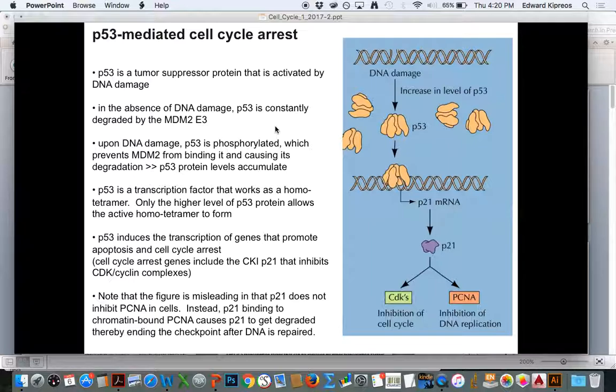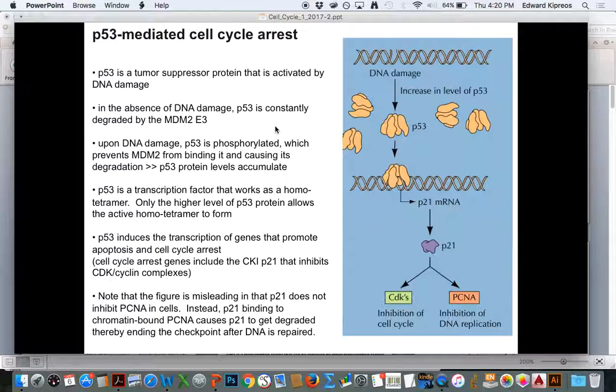All right, so they found that P21 is bound to PCNA. And they're like, whoa, that's going to inhibit DNA replication too. So it's actually working 2 ways. Okay, but watch, don't write that down. It's not true.